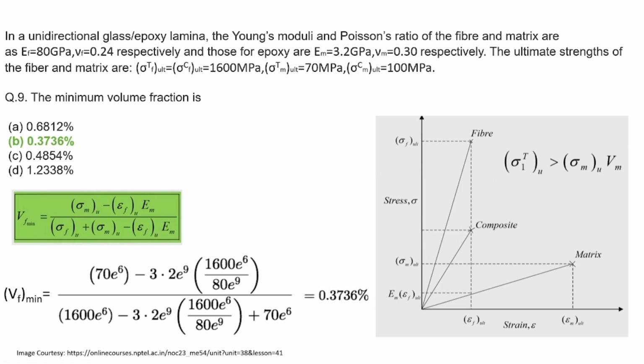And the next question is, what will be the minimum volume fraction? So for minimum volume fraction, the condition is that the ultimate tensile stress should be greater than the product of the volume fraction of the matrix and the ultimate tensile stress of the matrix. So when we derive for this condition, we get the final equation of the minimum volume fraction, and by putting the values given in the question, we can get the value of the minimum volume fraction.